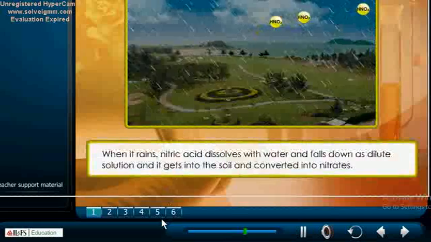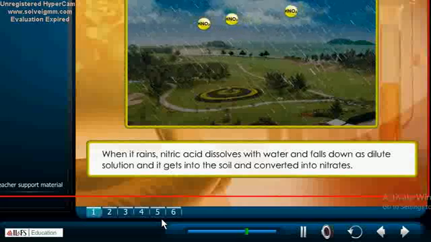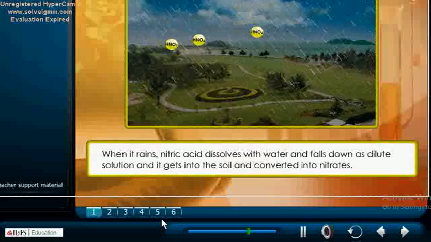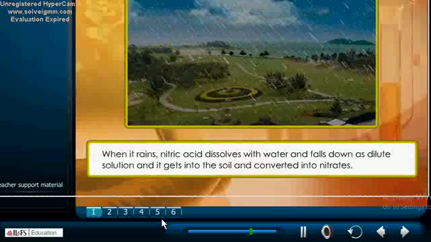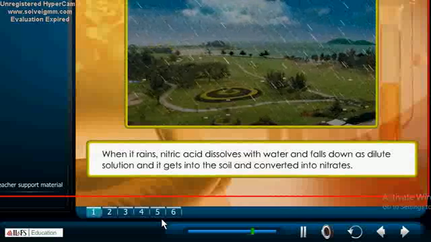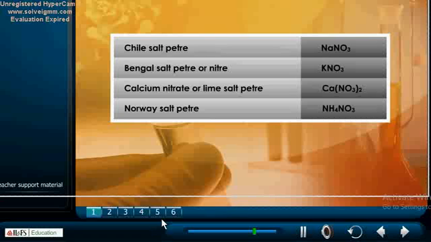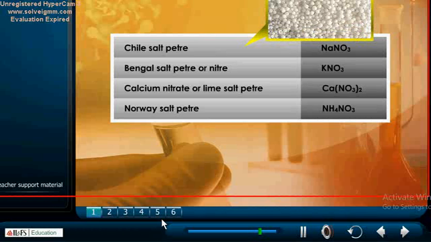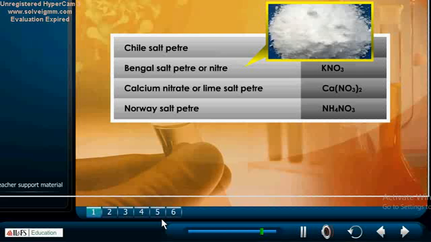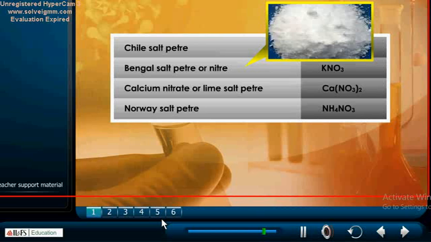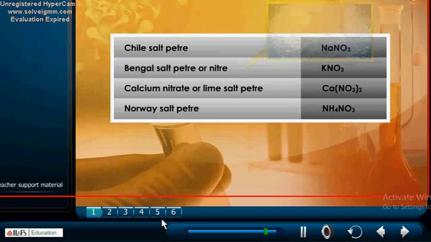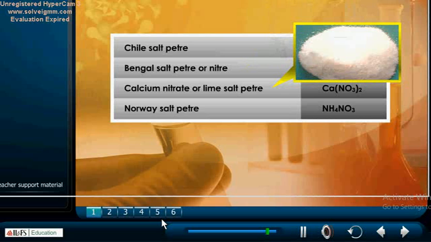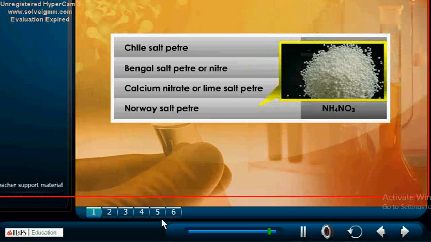When it rains, nitric acid dissolves with water and falls down as a dilute solution, and it gets into the soil and converts into nitrate. The table shows the presence of nitric acid in the combined state in different forms of salt. Chile saltpeter is sodium nitrate. Bengal saltpeter or nitre is potassium nitrate. Calcium nitrate is otherwise called lime saltpeter. Ammonium nitrate is Norway saltpeter.